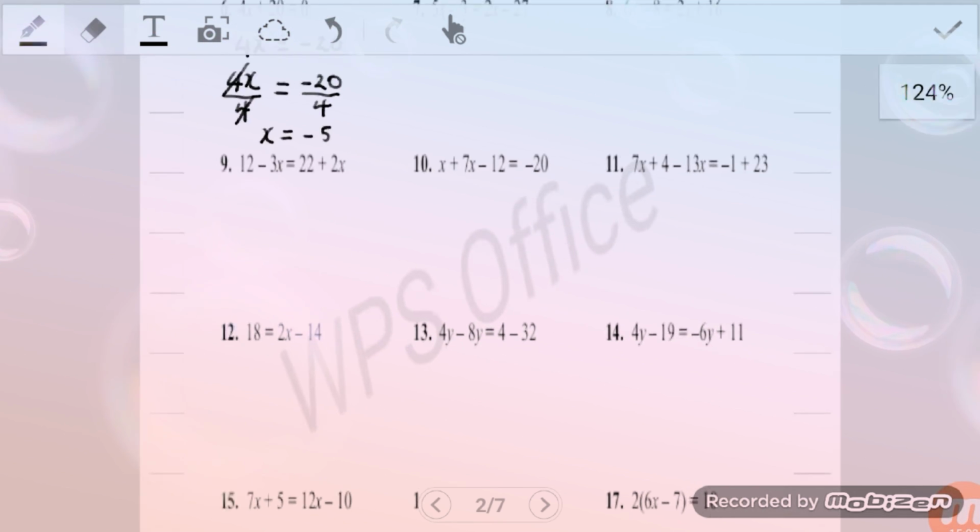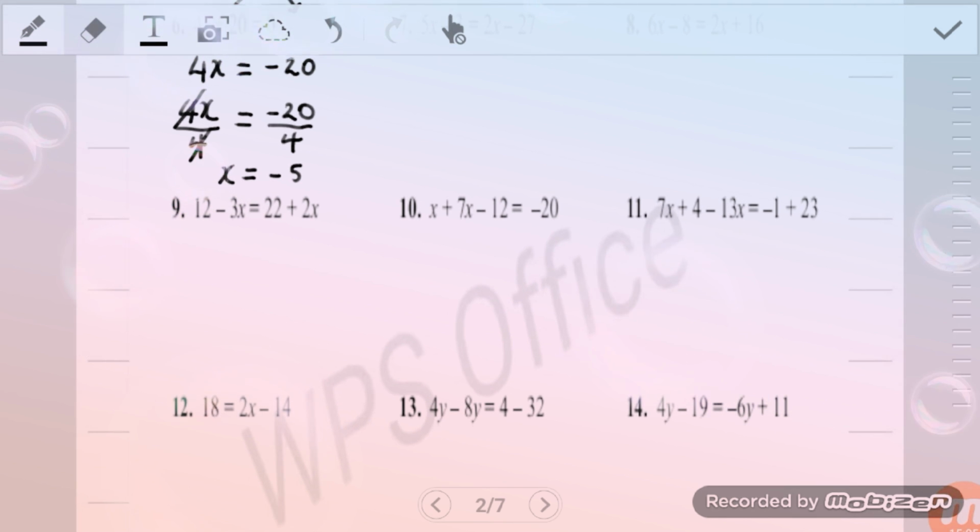So here we go, number 9 here. We have 12 take away 3x is equal to 22 plus 2x. Now, for the purpose of this video, I'm actually not going to be using the balancing both sides of the equation technique. I'm just going to be using the very similar technique of transposing using the arrow.